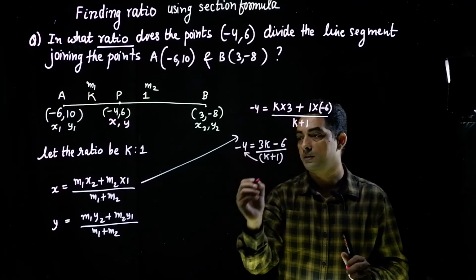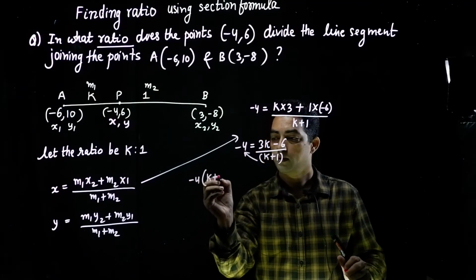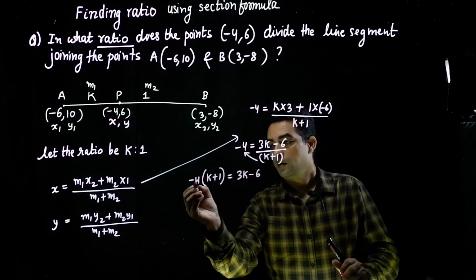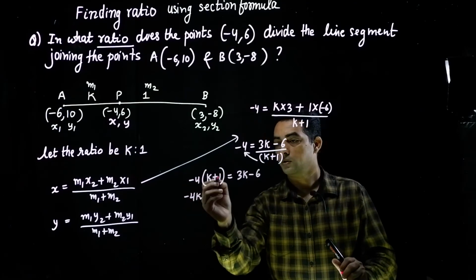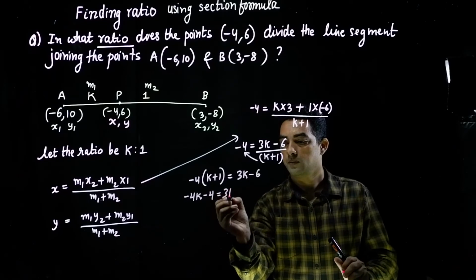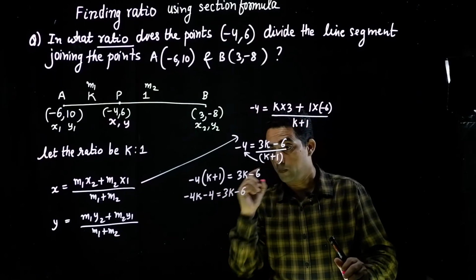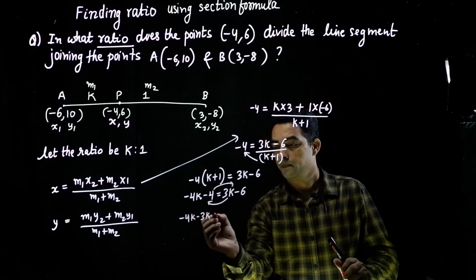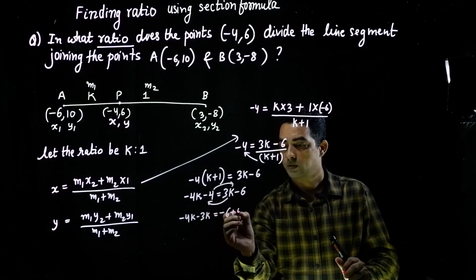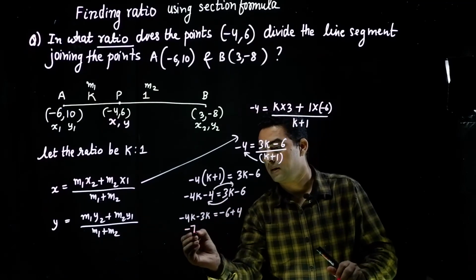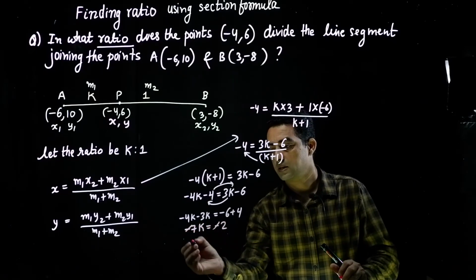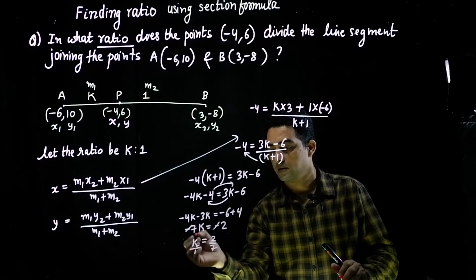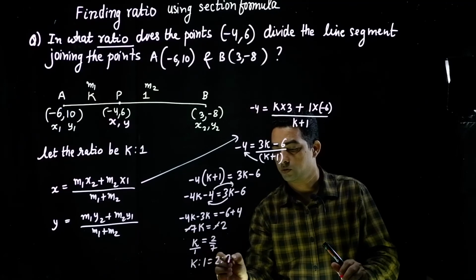Let us take this K + 1 to the other side. It will become -4 multiplied by (K + 1) equal to 3K - 6. -4 into K is -4K, and -4 into 1 is -4. This becomes 3K - 6. Now let me take this 3K to the other side and 4 to this side. It will become -4K - 3K = -6 + 4. -4K - 3K will be -7K = -2. Minus minus cancelled. K will be 2 by 7, or we can write it as K by 1, or K is to 1, so the ratio becomes 2 is to 7.